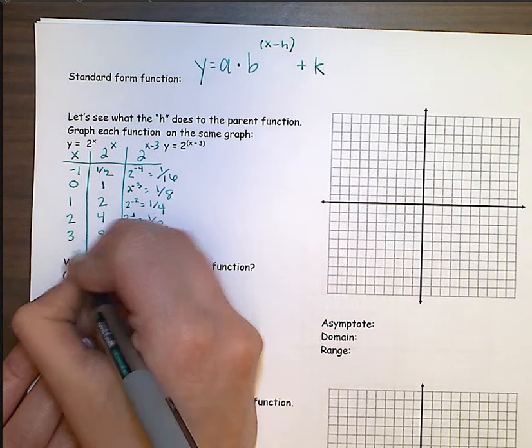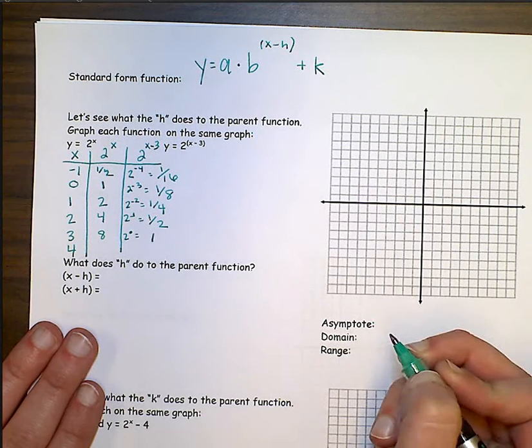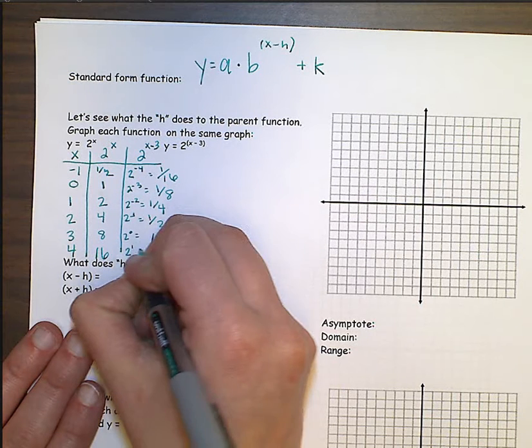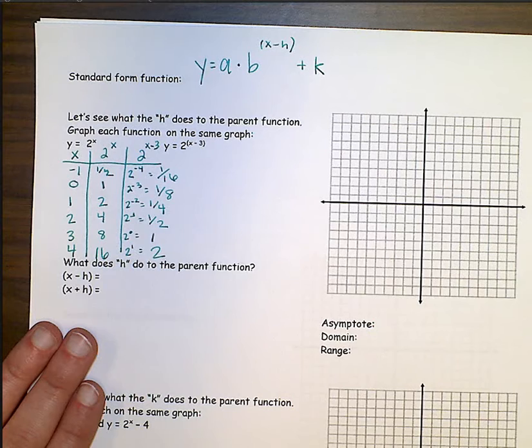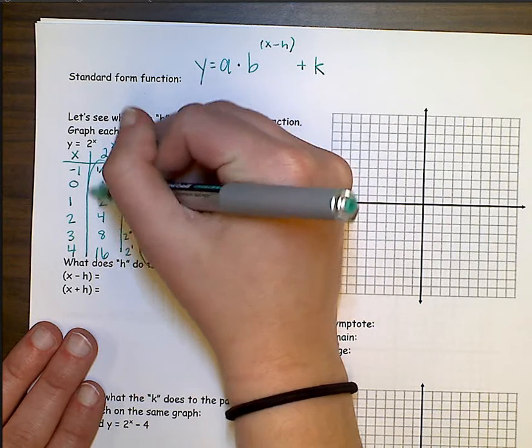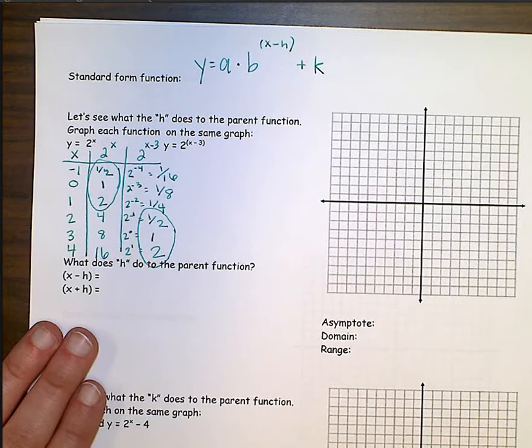And let's do one more. If I plug in 4, I get 2 to the 4th is 16. 2 to the 4 minus 3 is 2 to the 1, which is 2. So you should notice our values here look real similar to our values here. Let's see what this looks like on the graph.